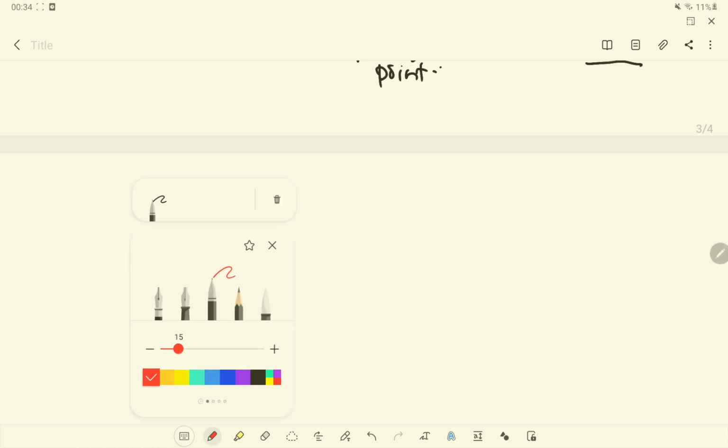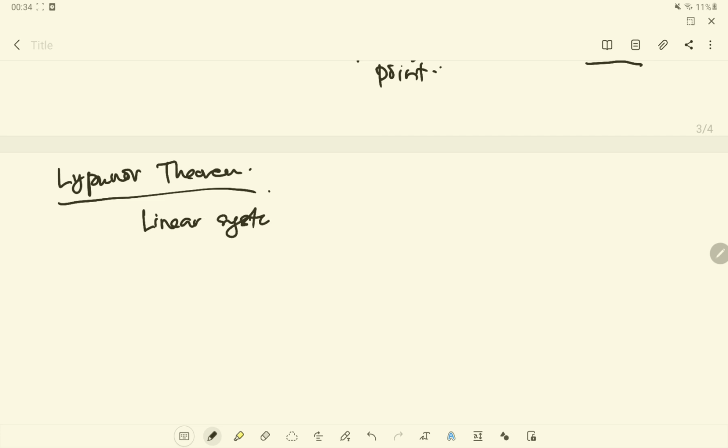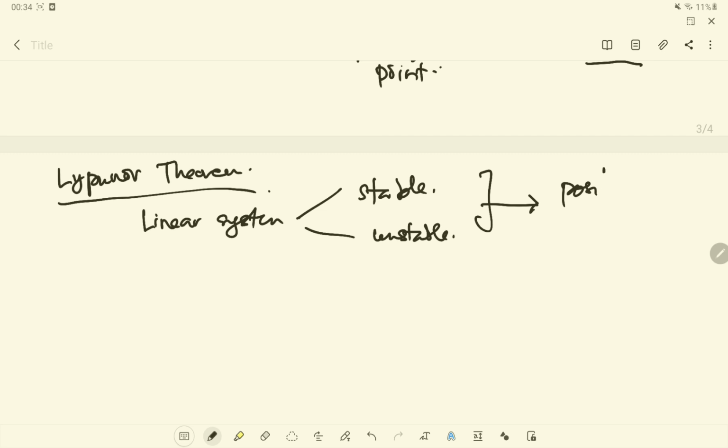So, what is Lyapunov? Lyapunov theorems. Normally in linear systems, how do you determine the system is either stable or unstable? By the positions of the poles, right? The poles.